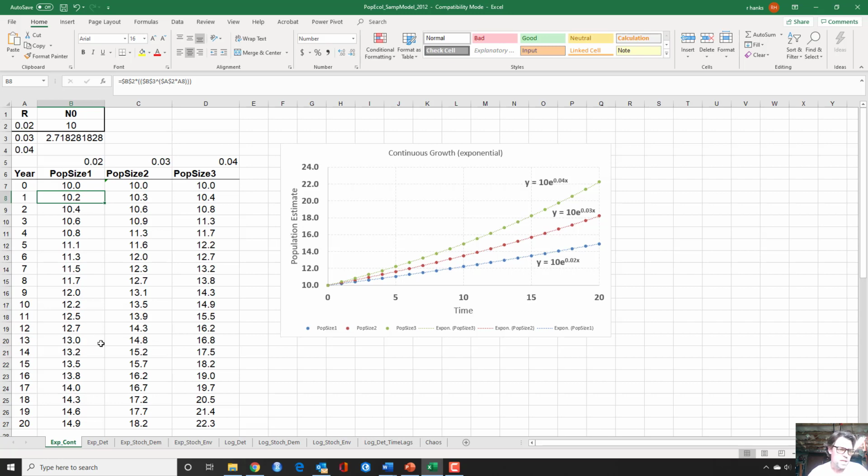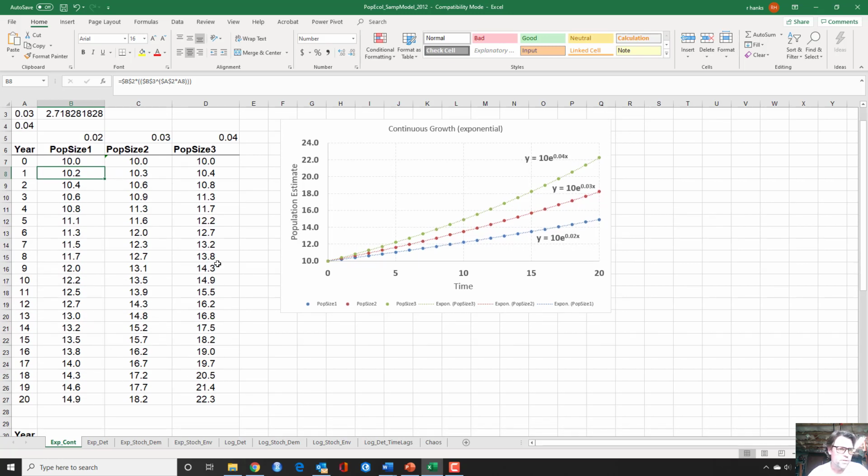And you can see that the populations increase slightly differently, right? You can see that in the figure over here. You also notice that this is the mathematical equation, the model that we use to build these population projections for each of these. So you have 0.02, 0.03, and 0.04. You can see that as the R value increases, so too does the rate of increase of the population in the model.